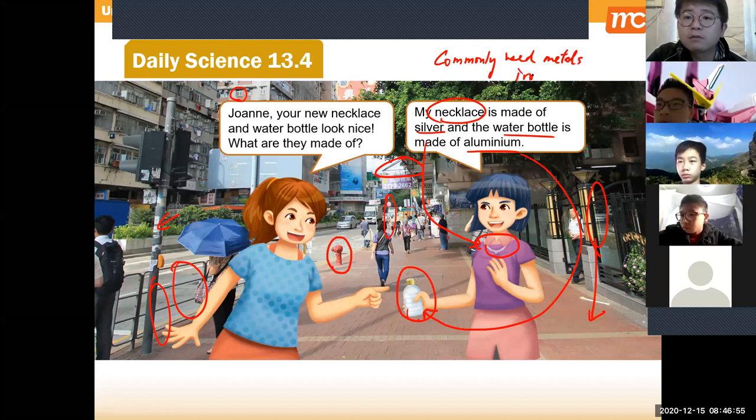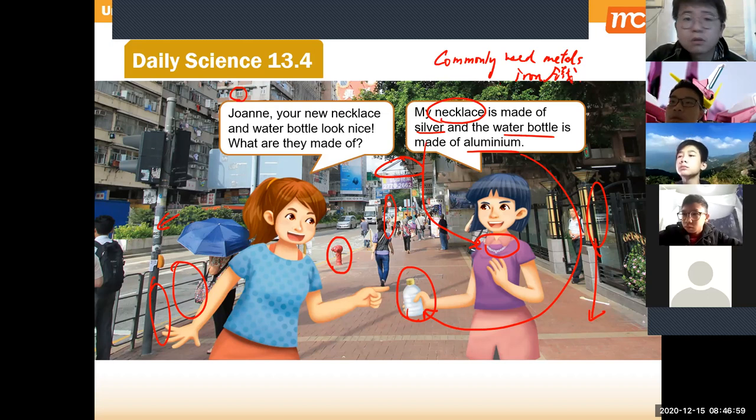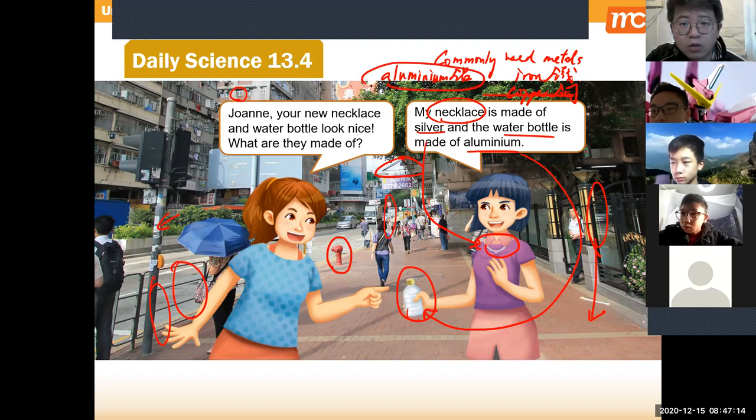Iron, yep. Teeth. What else? Copper, yep. Tong. What else? Aluminium. Yep, aluminium. So we have to name a few. Those three in particular, aluminium and iron, are quite commonly used. For copper, yes, of course.